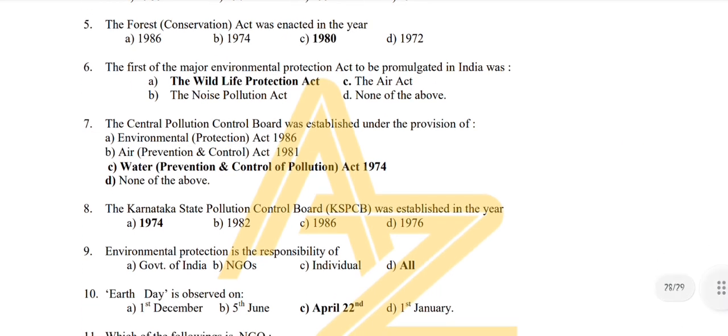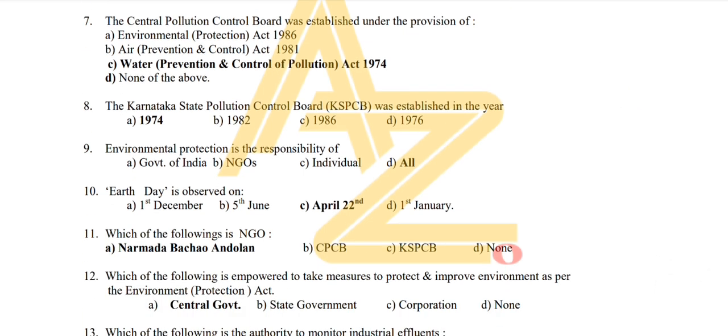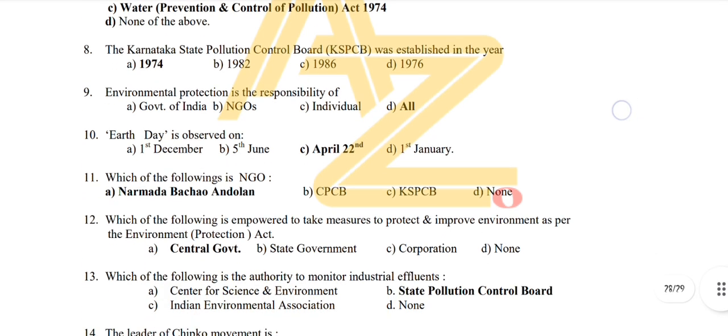Seventh question, the Central Pollution Control Board was established under the provision of the Water Act of 1974. The Karnataka State Pollution Control Board was established in the year 1974. Environmental protection is the responsibility of all. 10th question, Earth Day is observed on April 22nd.